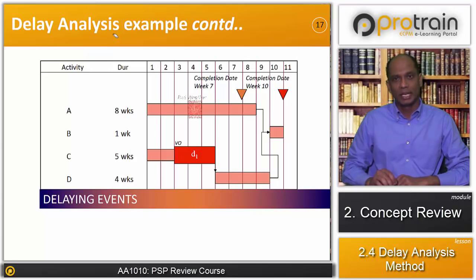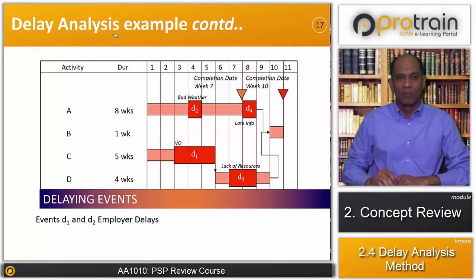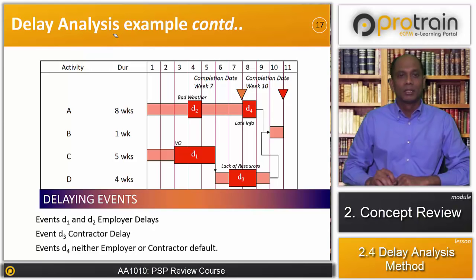Now we have second delay event D2, that is bad weather. We have third delay event D3, that is lack of resources. And we have one more delay event D4, that is late info. So if we categorize the delay events, we'll find that events D1 and D2 are employer's delay events, whereas event D3 is contractor's delay event, and event D4 is neither employer nor contractor default. Okay, so this was the example essentially.